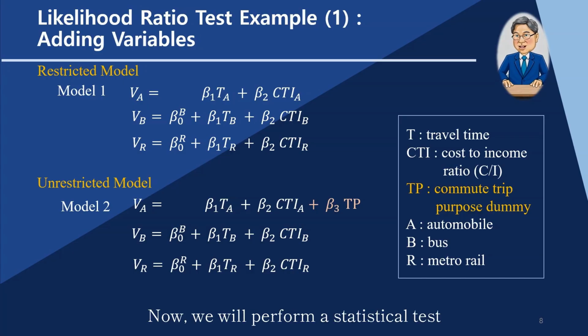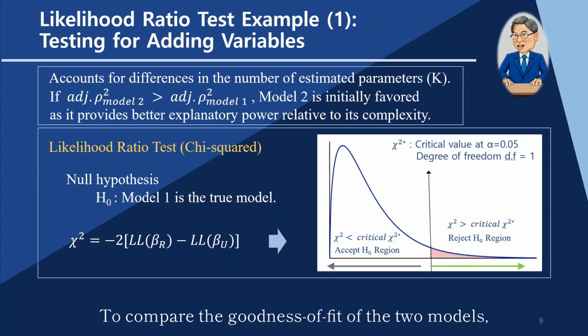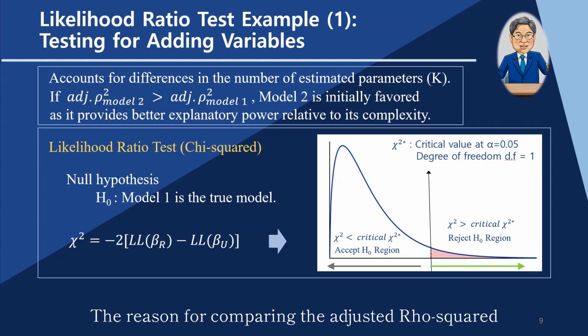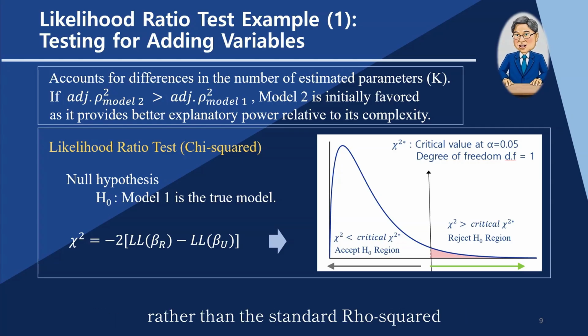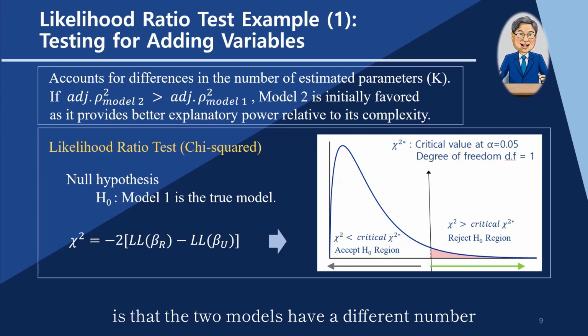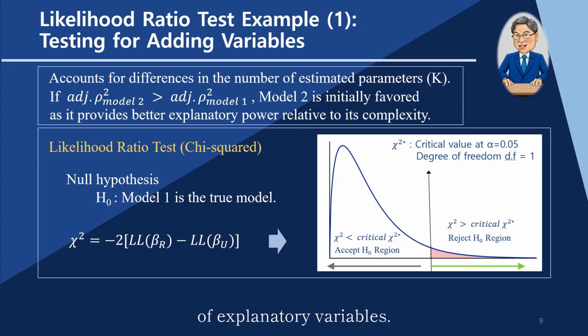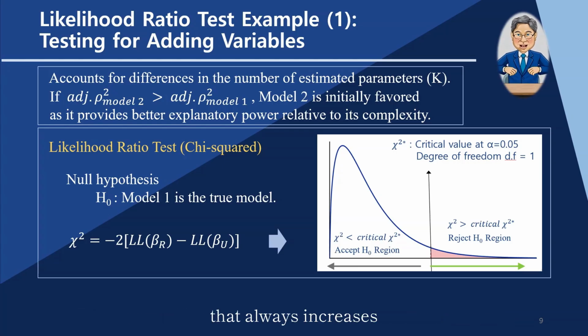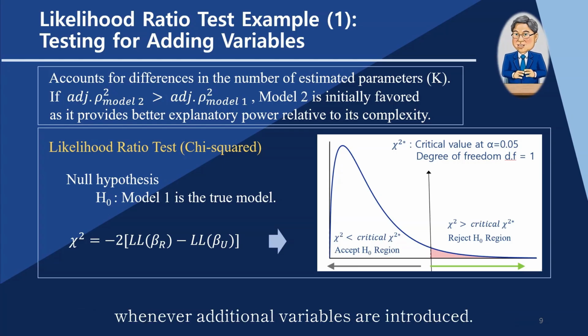Now, we will perform a statistical test to determine which of these two models is superior: Model 1, our baseline specification, or Model 2, which has been extended by adding the new explanatory variable. To compare the goodness of fit of the two models, we can first utilize the adjusted Rho-squared index. The reason for comparing the adjusted Rho-squared rather than the standard Rho-squared is that the two models have a different number of explanatory variables. The standard Rho-squared has a mathematical property that always increases whenever additional variables are introduced.